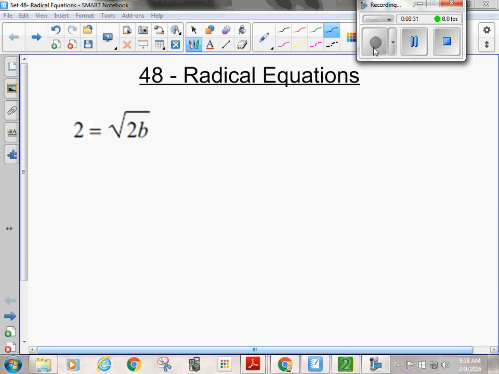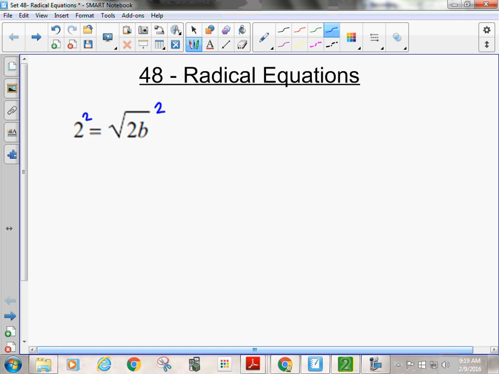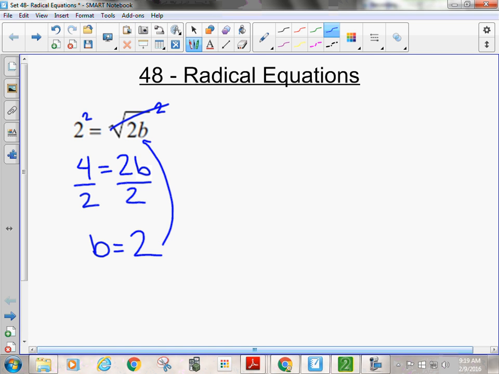So in this example, we have gotten that isolated. There's nothing outside of it that we need to take care of. So to get rid of a radical, we know we square. And if we square something, we square on the other side. So that's going to cancel, and we're left with 4 equals 2b. Now we've eliminated our radical, and it's just become a regular old equation. So I'm going to divide by 2 on both sides, and I get b equals 2. Can always check my answer by plugging it back in. So if I plug it back in here, 2 times 2 gives me 4, square root of 4 gives me 2.